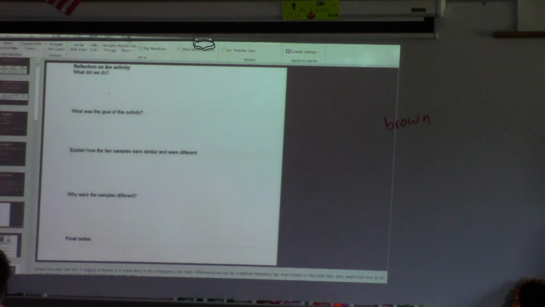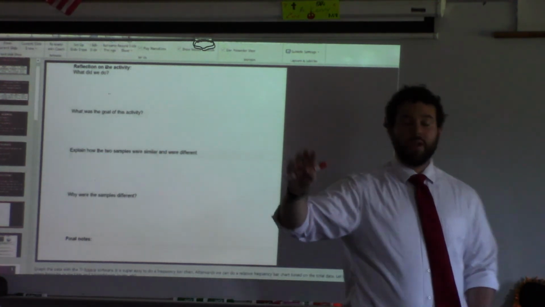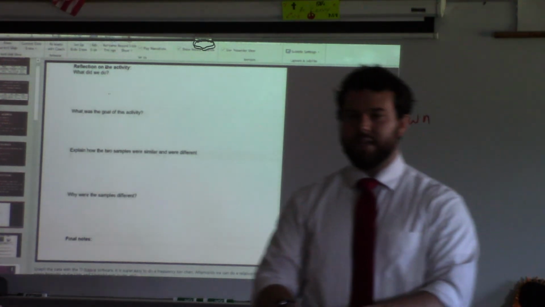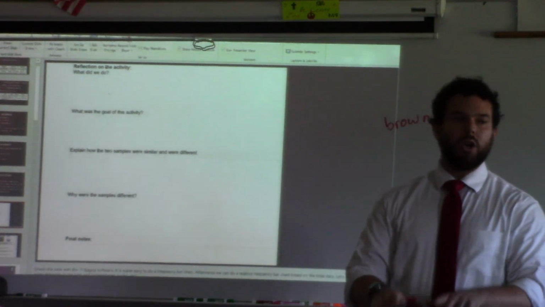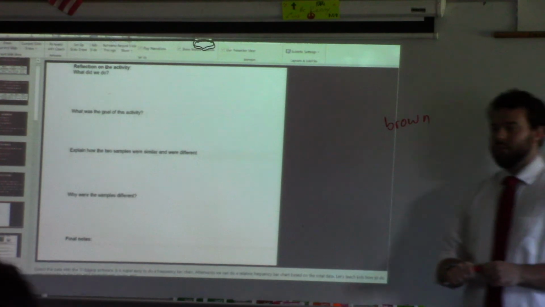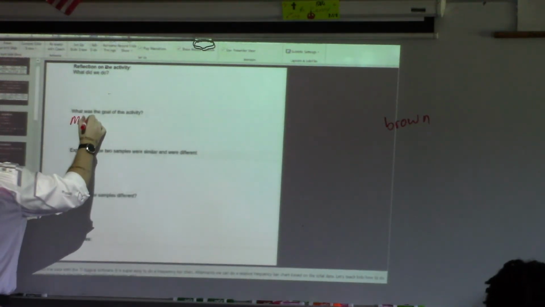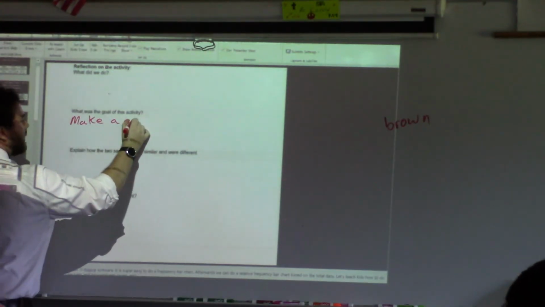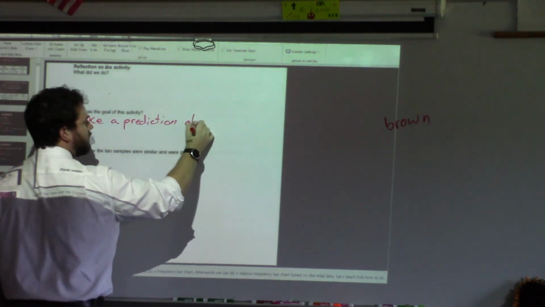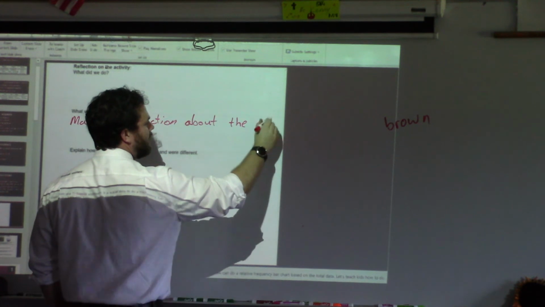what was the goal of this activity, right? When we went outside and we went along and we counted the colors of each M&M, or called out the colors of the M&M, what were we trying to determine? How many bears were in the forest? We're trying to make a prediction, right? So make a prediction about what? How many bears? Okay, about the, I'm going to say relative frequency.